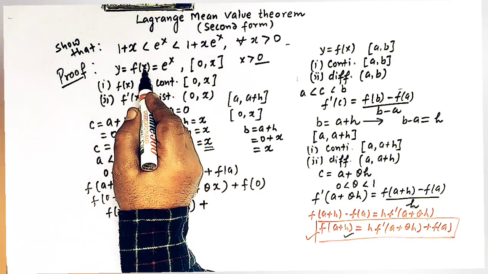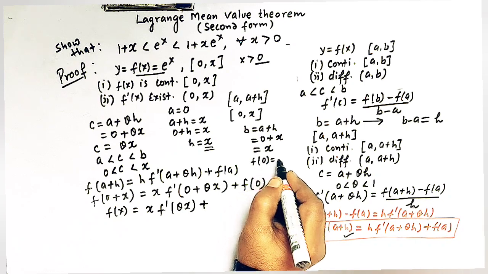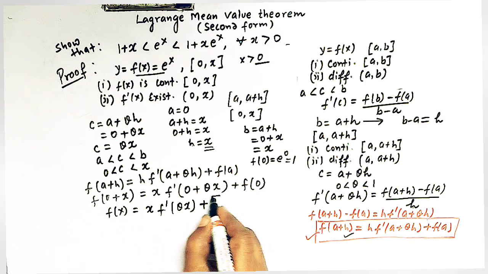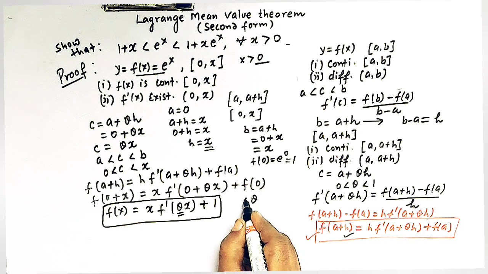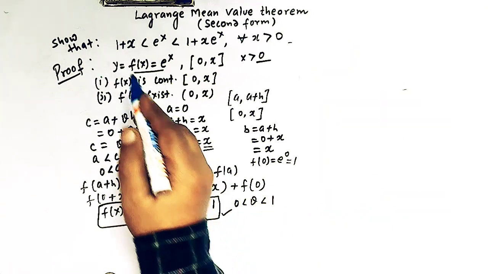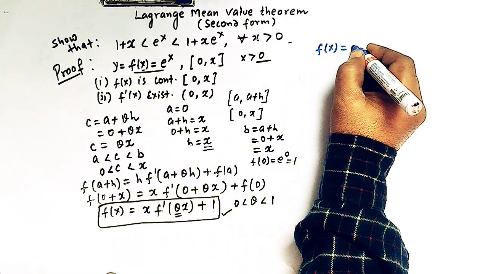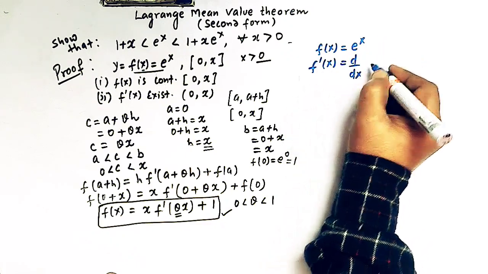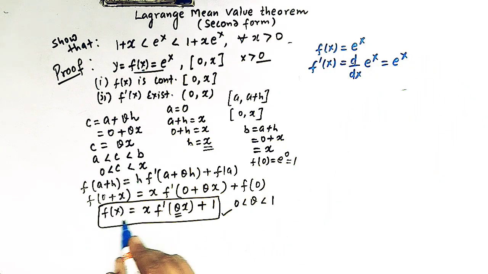Now f of 0 can be obtained from this function. So we have f of 0 is equal to e raised to 0, that is equal to 1. So here we have 1. And now we have this important equation where this theta lies between 0 and 1. So now let us differentiate this function f of x with respect to x. So f prime of x is equal to d by dx of e raised to x, that is simply e raised to x.